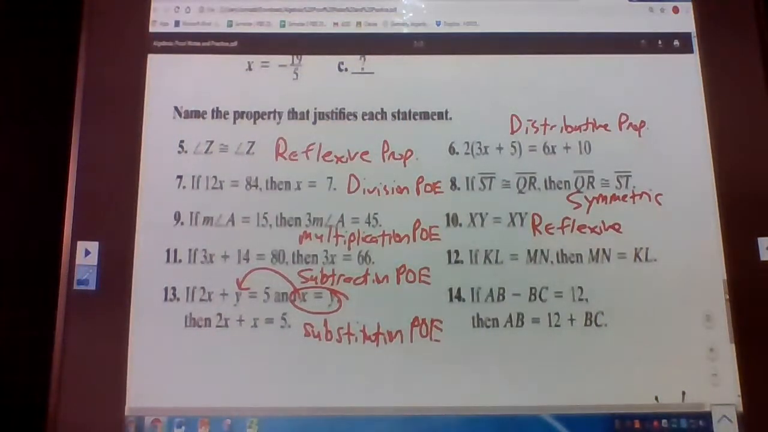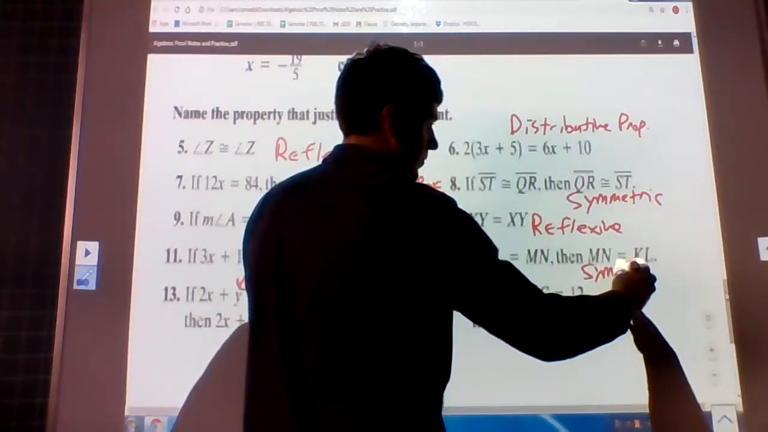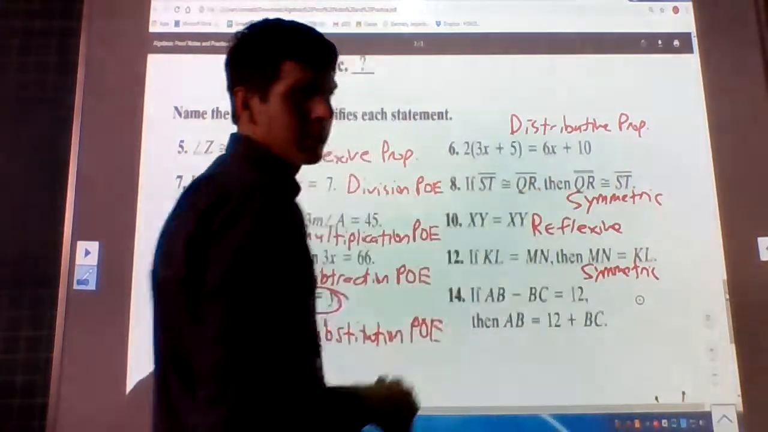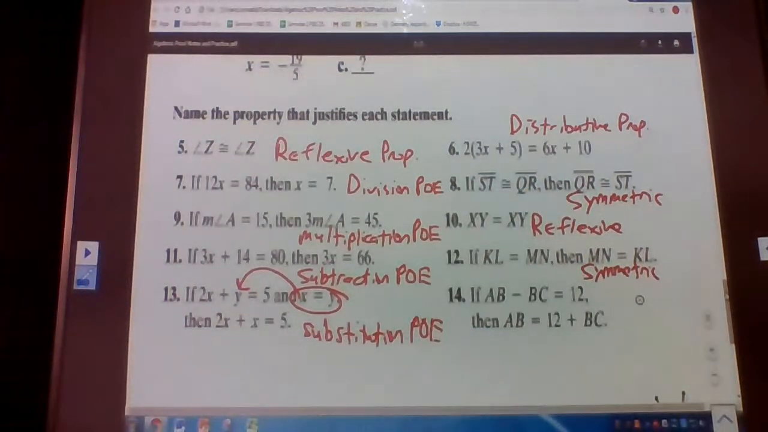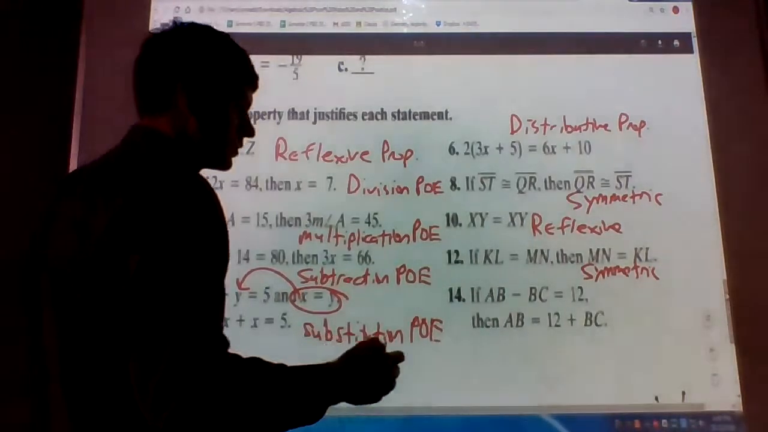Okay, if KL equals MN and then MN equals KL, so that is symmetric. So this is really symmetric property of equality. This one's really symmetric property of congruence. Okay, then if AB minus BC equals 12, then AB equals 12 plus BC. So we added BC to both sides, so that is our addition property.